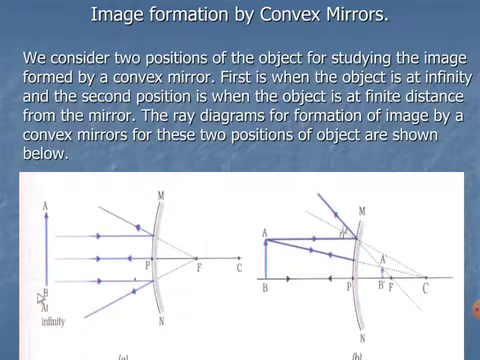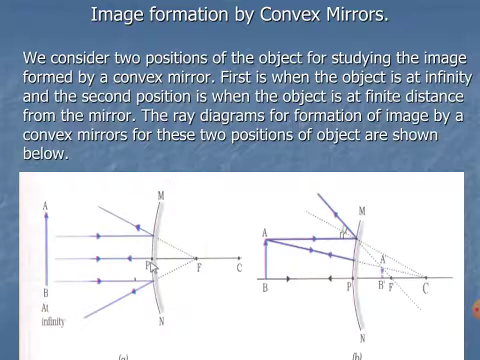When the object is at infinity, then all the light rays coming from the object incident onto the mirror can be treated as parallel to the principal axis. And we know that for a convex mirror, when a light ray comes parallel to the principal axis, the reflected ray seems to be coming out from the focus. So this light is incident and reflected back. This reflected light seems to be coming out from focus.